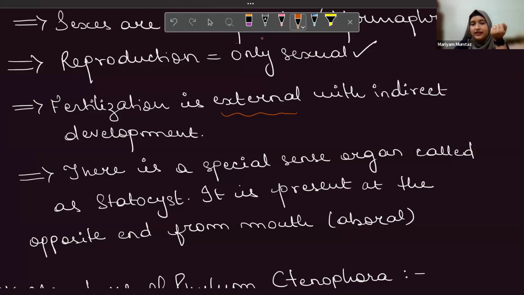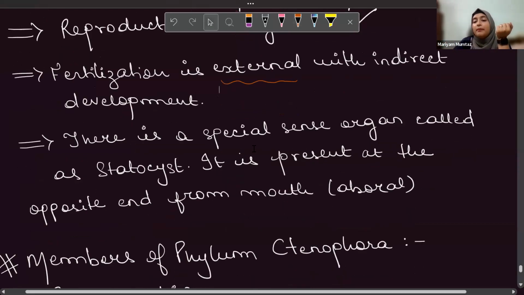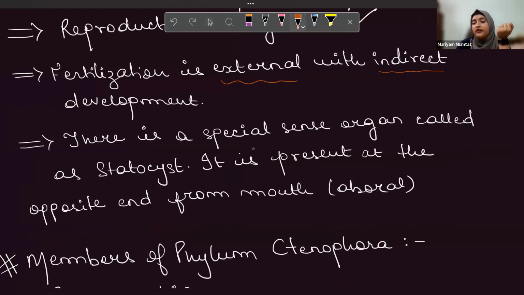Understood? And the development is indirect. Now, what is the meaning of indirect development? They won't look like the parents. Why? This is not the right definition. There is one word which you have to use in indirect development. What is that one structure present in the indirect development?